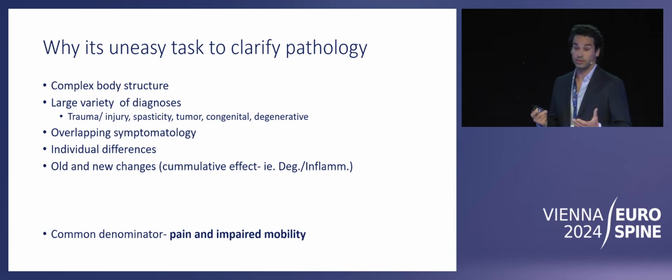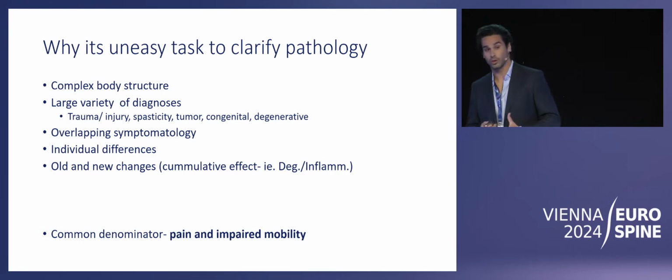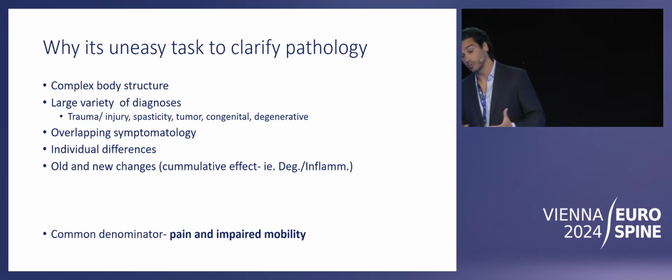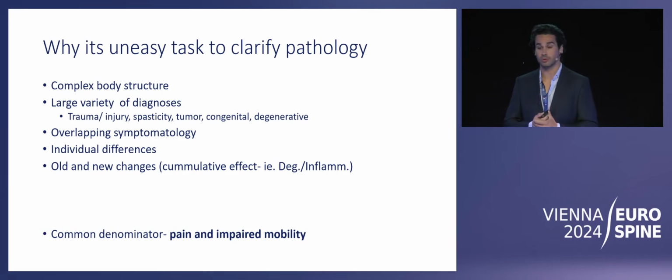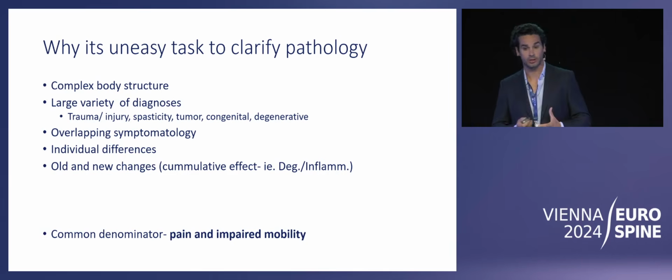So why is it such an uneasy task to clarify the pathology in the world of back pain? It's a complex body structure. There is a large variety of diagnoses. It could be trauma, injury, spasticity, tumor, congenital, and most of the time it's degenerative mechanical pain. Very overlapping symptomatology and individual differences.